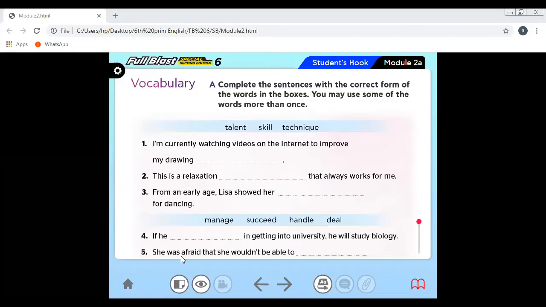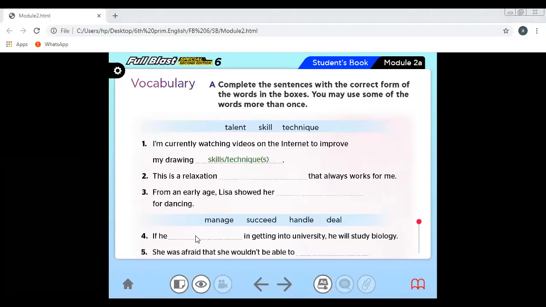Hannah Ayman, read and answer number one. I'm currently watching videos on the internet to improve my drawing techniques. Technique or skills, they are the same. Thank you. Let's go to number two.